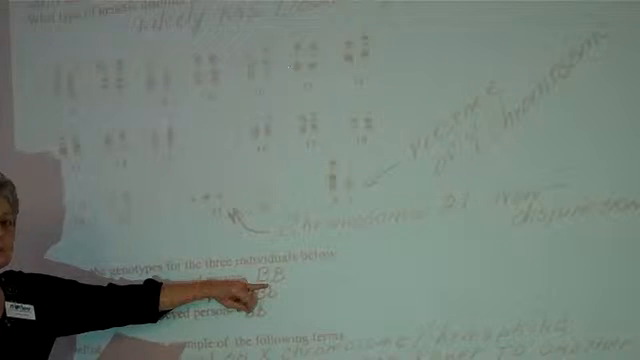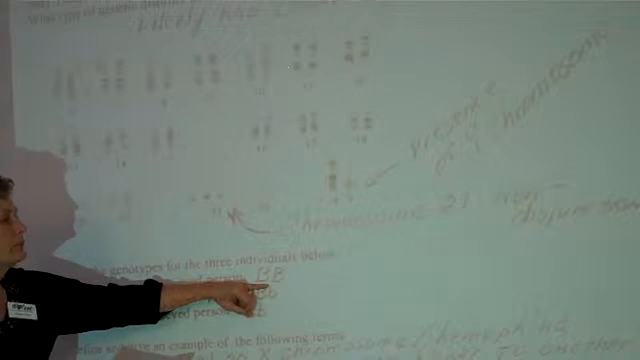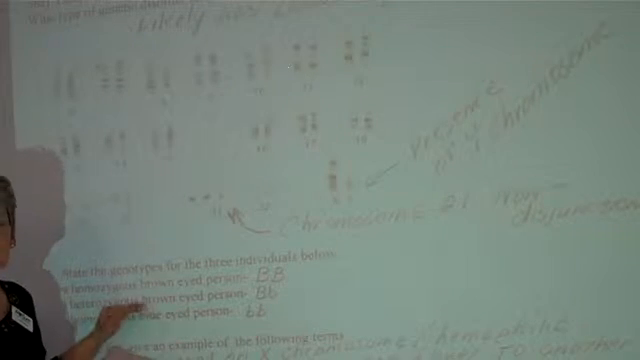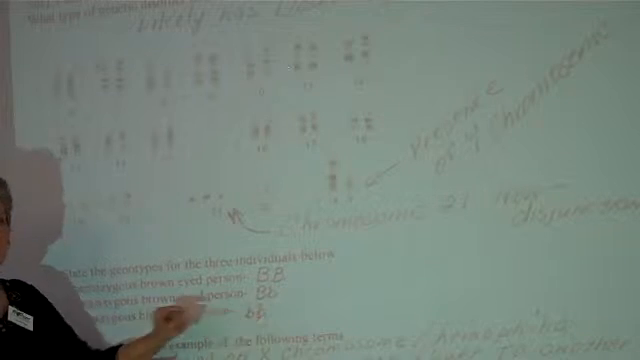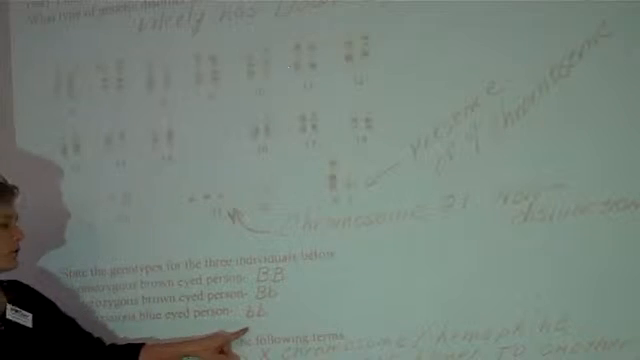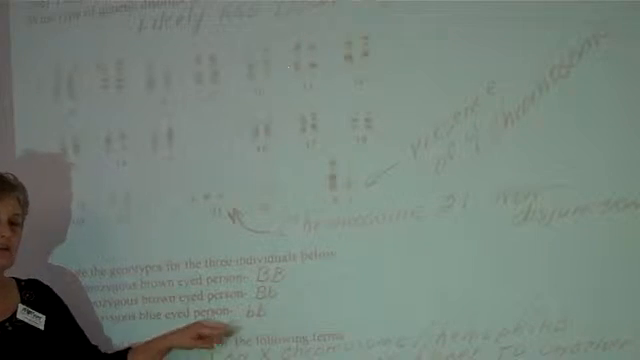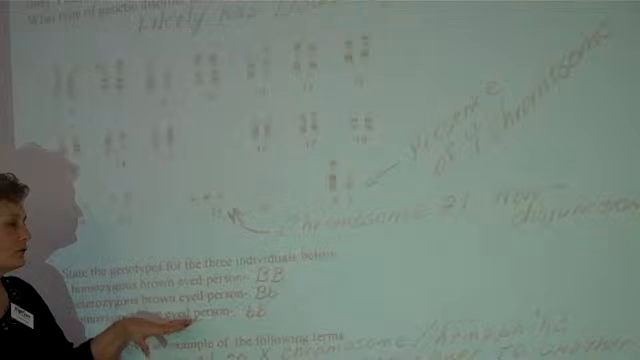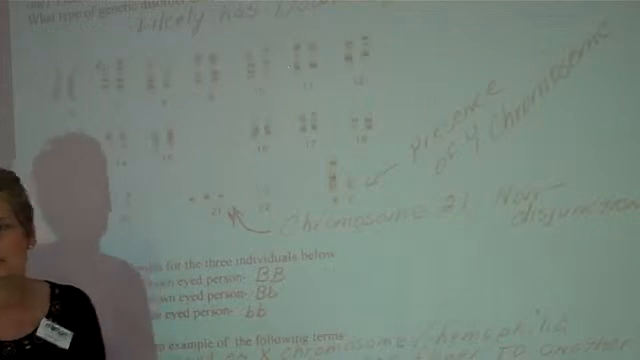Question number 2 asks you to state the genotypes for the 3 individuals below. Homozygous brown. Well, we would have 2 capital B's because we know that brown is dominant to blue. Heterozygous brown. We have a capital B and a lowercase b. Heterozygotes always have 1 capital and 1 lowercase letter. Homozygous blue, 2 lowercase letters. Recessive always has 2 lowercase letters. You move up the paper.